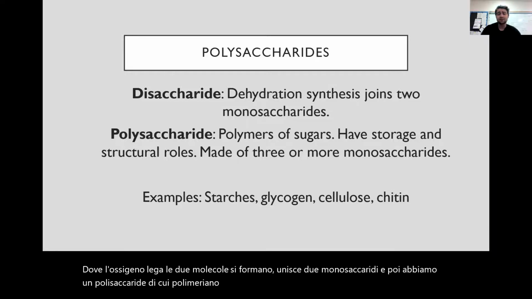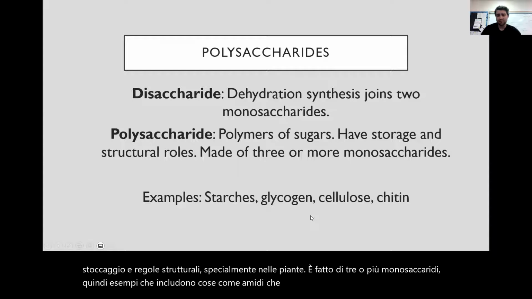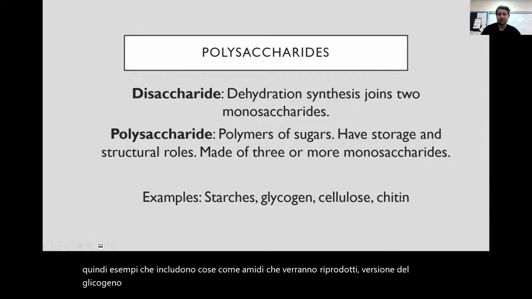This has large storage and structural roles, especially in plants. It's made of 3 or more monosaccharides. So examples of that include things like starches, which would be plant version of stored energy, glycogen, animal version of stored energy, cellulose, and chitin, which are 2 structures that provide support: cellulose in plants and chitin in animals.